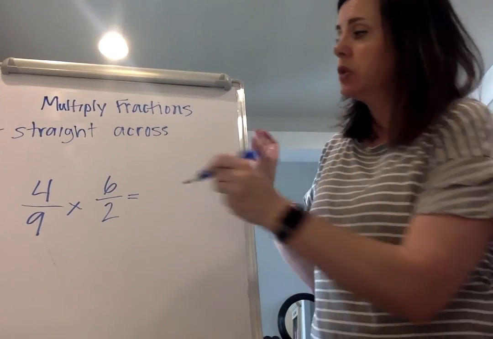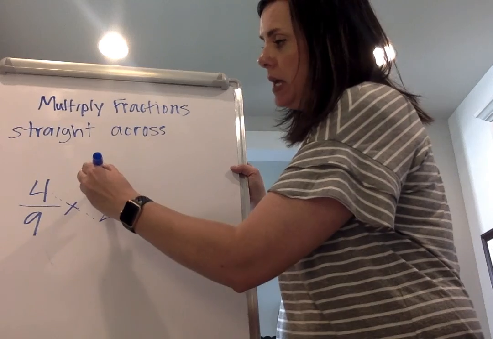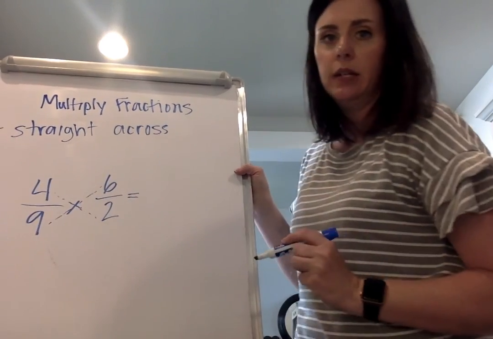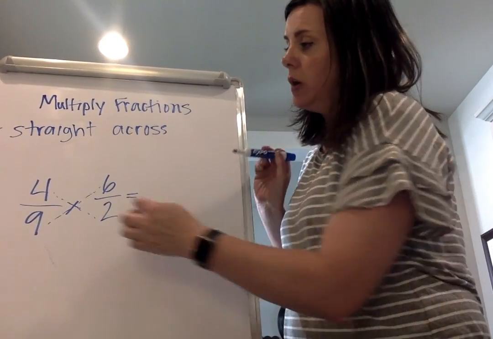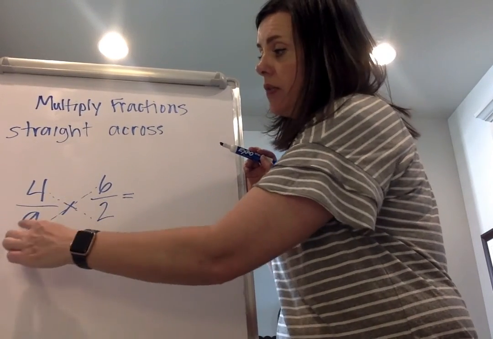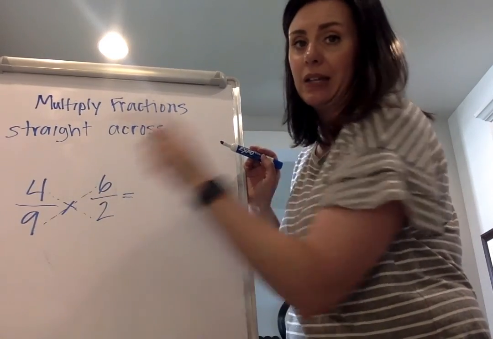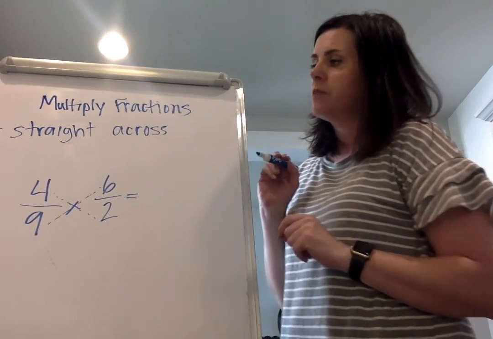And cross-reducing means that we're taking our diagonal numbers. We're making an X, right? Right through here. So I'm going to compare this numerator with this denominator and this denominator with this numerator. So I've got to make an X, and that's how I'm going to reduce. Okay.